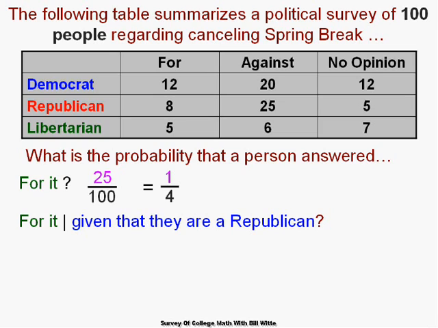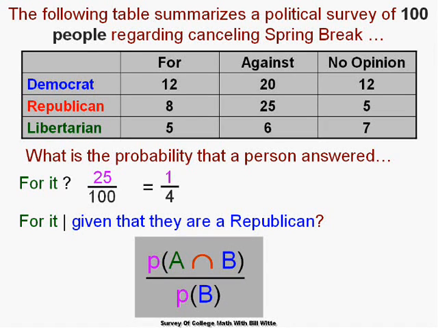What's the probability that a person was for it given that they were Republican? Now, this is a conditional one, okay? So we're going to have to do the intersection of both over the probability of B. Well, the intersection of both is that they were for it and were Republican. If you look at your table, how many people were for it that were also Republican is 8. So your numerator will be 8. Now, that's going to be over the total number of Republicans. And the total number of Republicans, if you look at your table, is 8 plus 25 plus 5. If you add that up quickly, we're going to get 38.